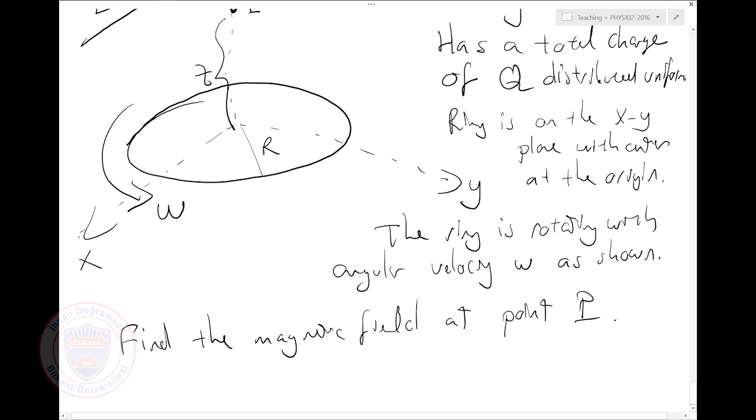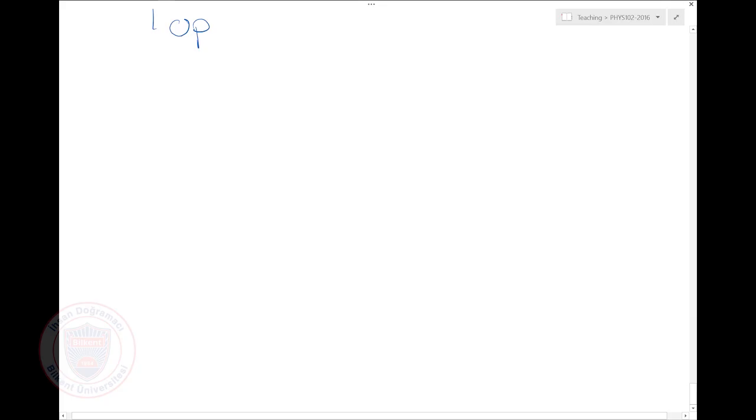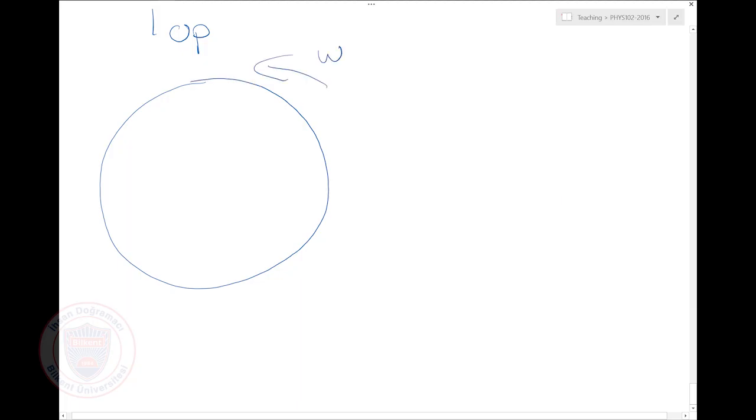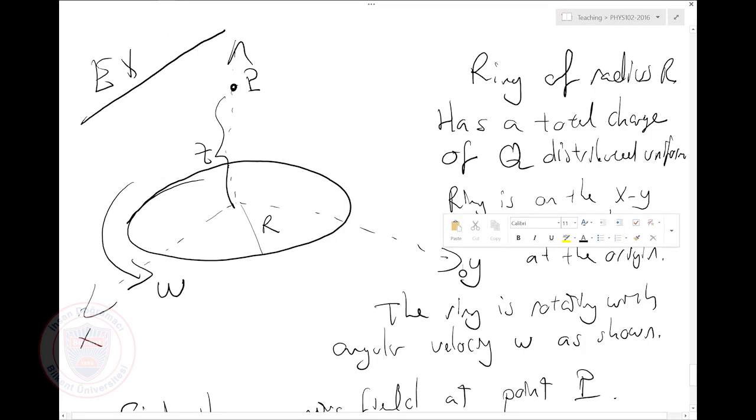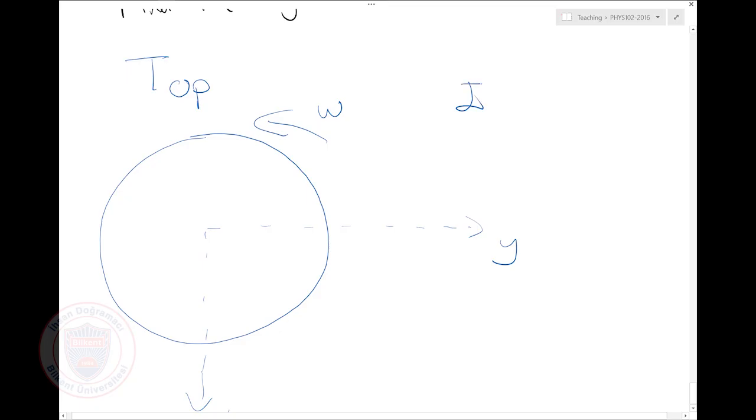So if I look at the system from the top, this is rotating like omega. Right, that's how it's rotating if I look at the system from the top. Good. So this is the x-axis and this is the y-axis. Can you tell me what's the current running on this ring?